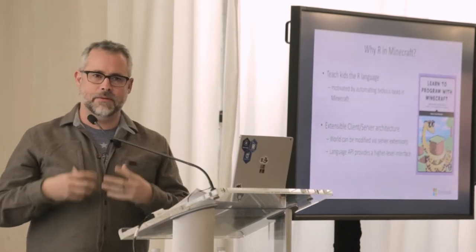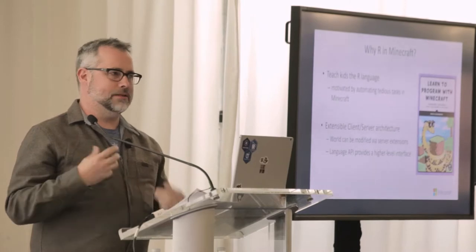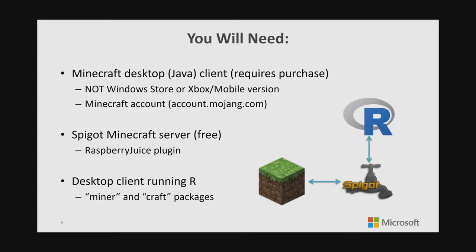So the way our package in R is going to work is it's going to modify the world on the server side, and then it'll be rendered in the client when they're playing Minecraft. And you can do all this yourself. The server is open source, it's called Spigot, and you can download it from all sorts of Docker repositories, and I'll show you how to do that.